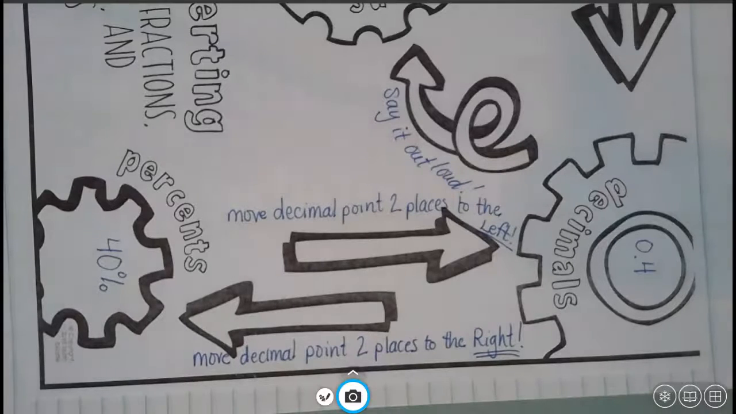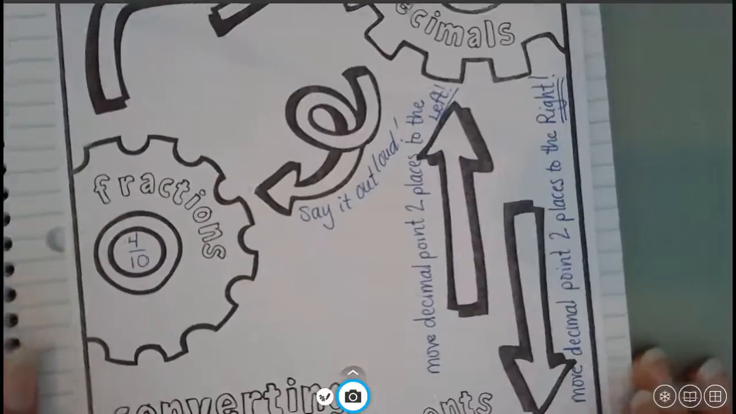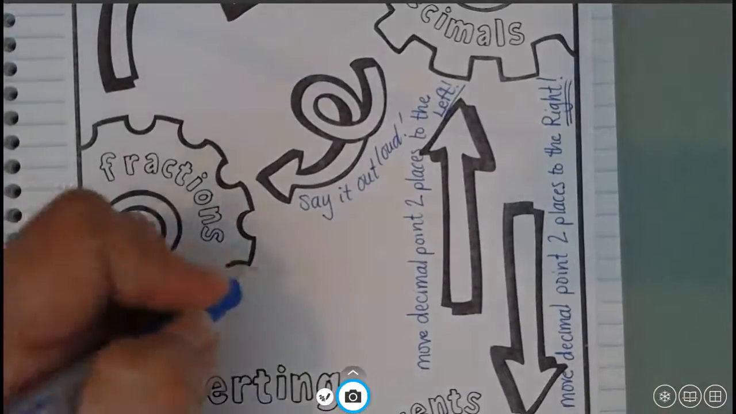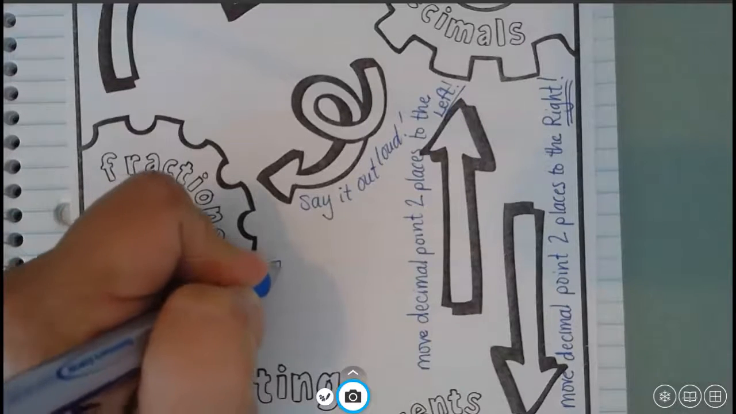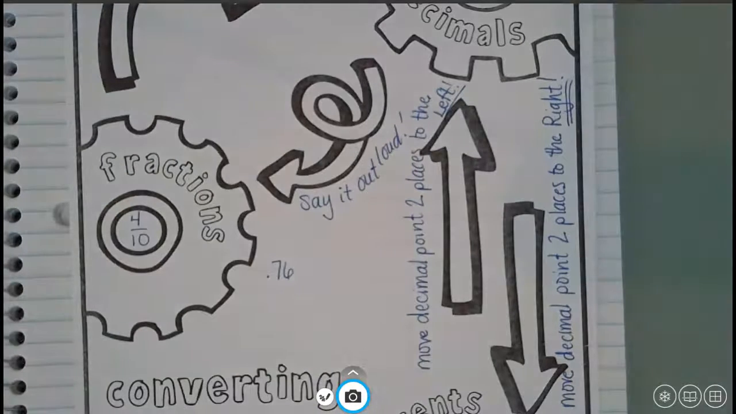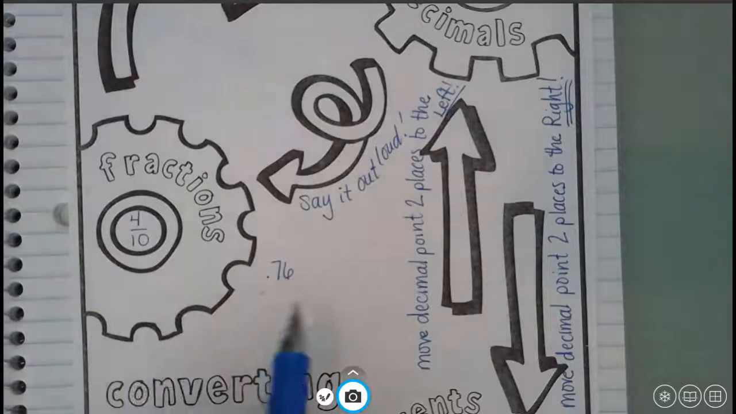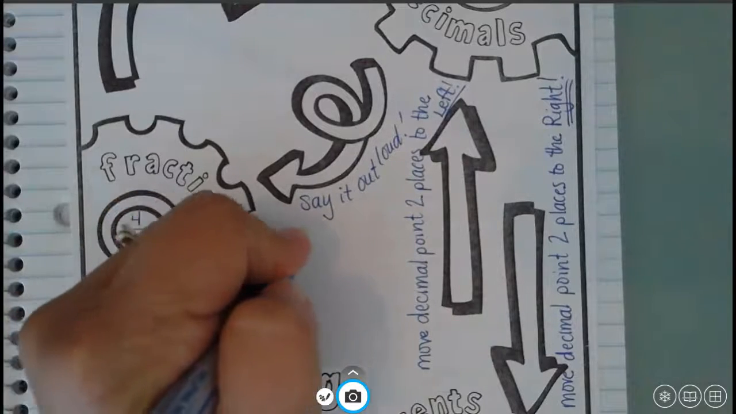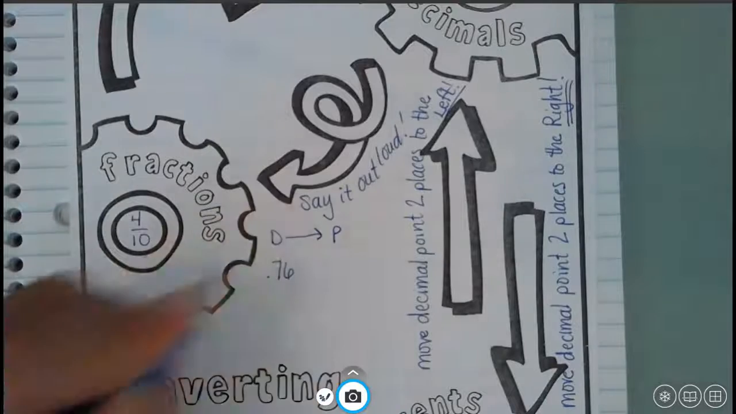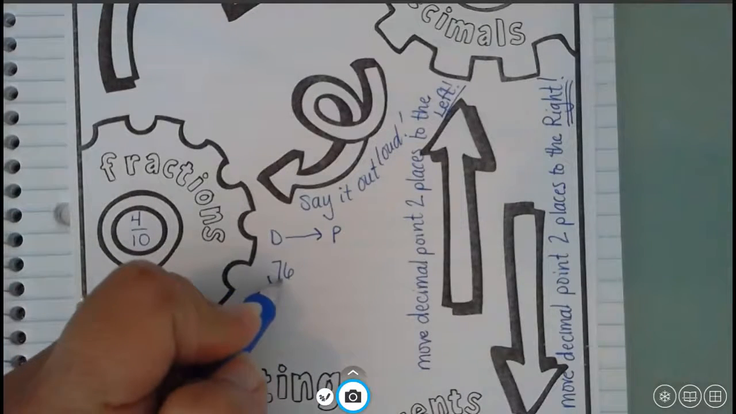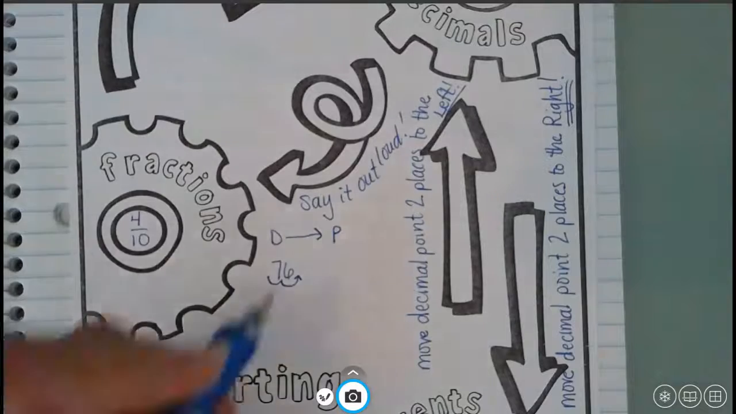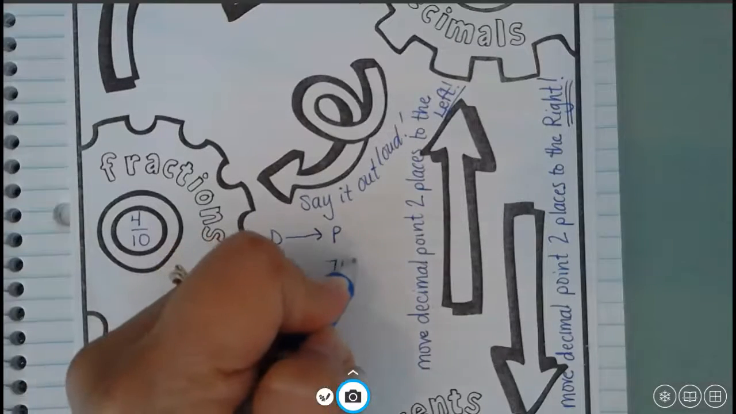Hopefully after you've done the lesson for today, you should be well familiar with that process. Let me give you an example. I'm going to give you a decimal, such as, let's say, 76 hundredths. And if I want to change this decimal to a percent, I'm going to, just like my arrow points, I'm going to move it 2 places to the right. So now it's 76%.